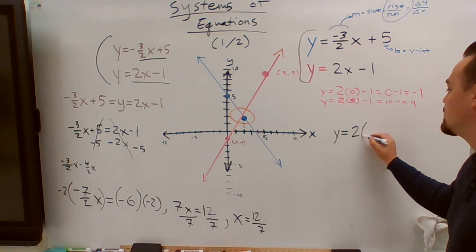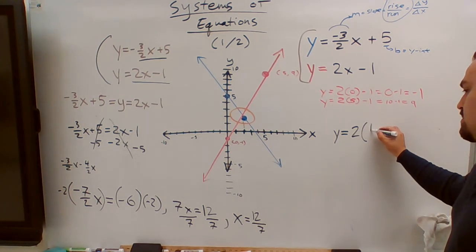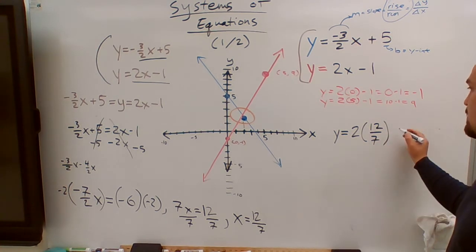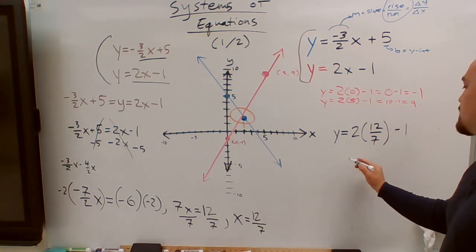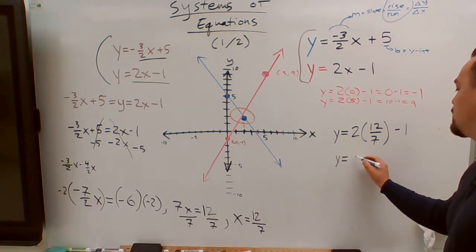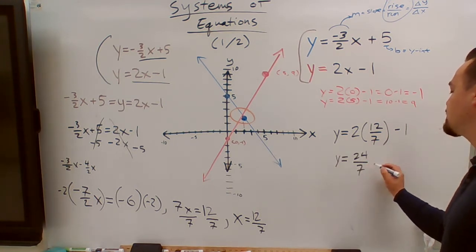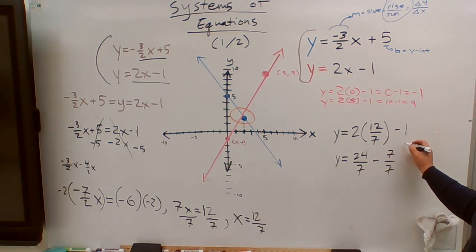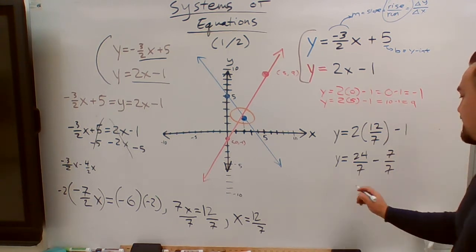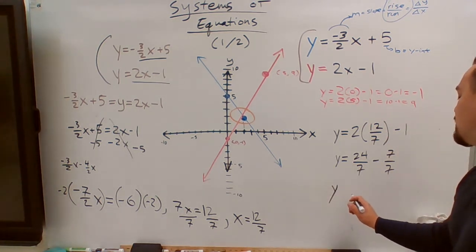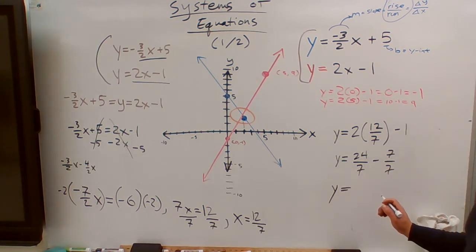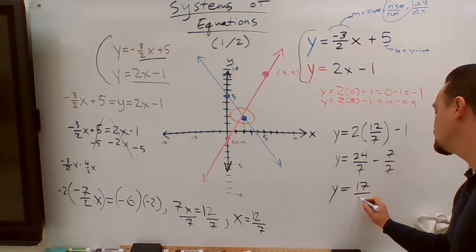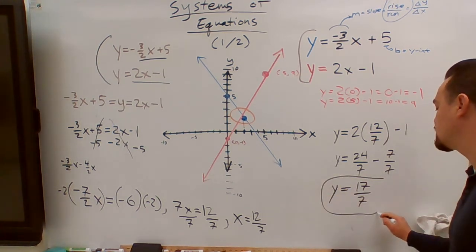Y is equal to 2 times 12 sevenths minus 1. So y is going to equal 24 sevenths minus 7 sevenths. Did that one pretty quick. Remember, this is 1 over 1 multiplied by 7 over 7. Anyway, enough with that. Y is going to equal 24 minus 7 is 17 over 7. And that's our y.